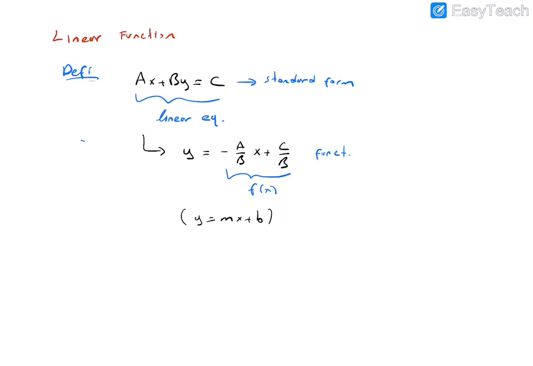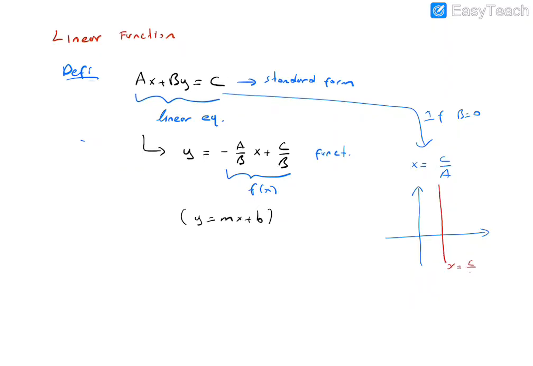Easily we can talk about the graph of this linear equation. If b is 0, what do we have? If b is 0, x equals c over a, a vertical line. So the graph of this equation is the line x equals c over a, and the x-intercept is the point c over a.